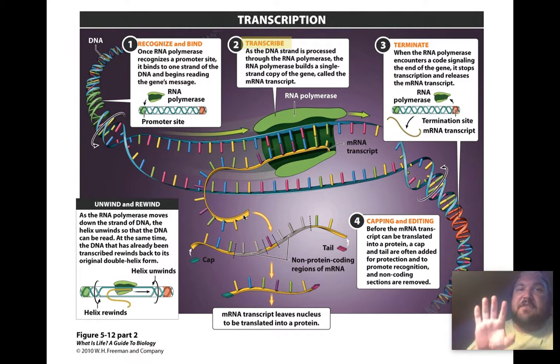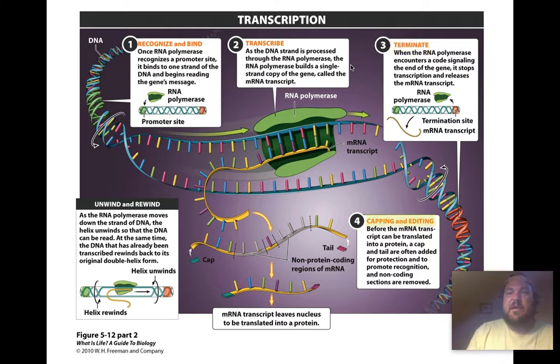Now, just like there's a recognition site, a promoter site at the very beginning of the gene, there's an end portion as well. And when the RNA polymerase reaches a certain set of base pairs at the end of the gene, it falls off, and that's called termination. So when the RNA polymerase encounters a code, a series of base pairs signaling the end of the gene, it stops transcription and releases the mRNA transcript.